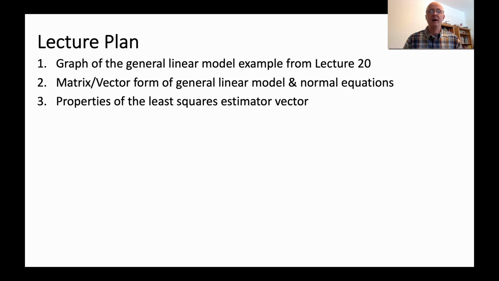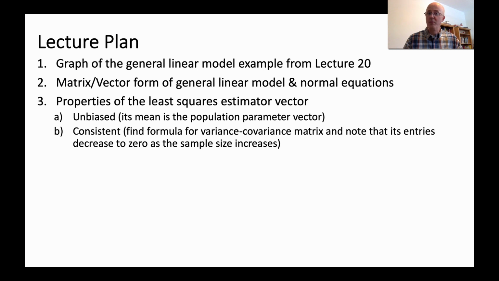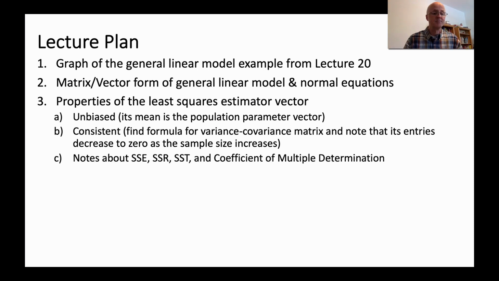We'll look at properties of the least squares estimator vector. We're going to think of the unknown parameters beta 0, beta 1, beta 2, etc. as an unknown parameter vector, and we're going to try to estimate that and understand the properties of the estimators. Is it, for example, unbiased? Is its mean equal to the population vector? The answer is yes. Is it consistent? We'll find a formula for what's called the variance covariance matrix, which is a new idea. And note that its entries decrease to 0 as the sample size n increases, though we will not prove that. We'll see that it makes some sense, though.